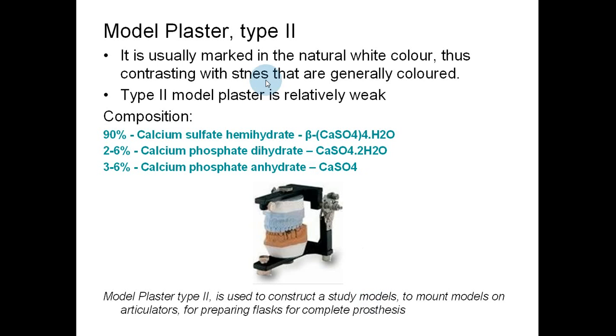Type 2 model plaster is relatively weak. Its composition is 90% calcium sulfate hemihydrate, 2 to 6% calcium sulfate dihydrate, and 3 to 6% calcium sulfate anhydrate. Model plaster type 2 is used to construct study models, to mount models on articulators, and for preparing flasks for complete prosthesis.